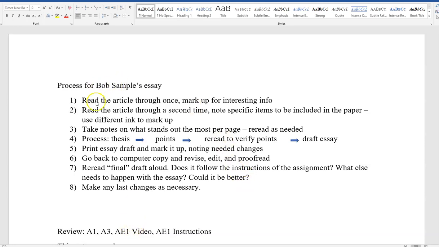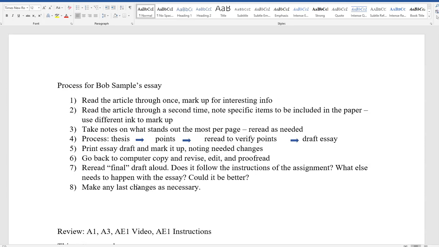So the first thing that I did is I read the article through once. This goes for you guys, since you are doing this assignment again after this, so use this process for the next one as well. Read the article through once and mark up for interesting info. You absolutely need to be able to print your article. If you don't, then you need to be able to annotate it somehow on the computer. So read the article through once, mark it up for interesting info.